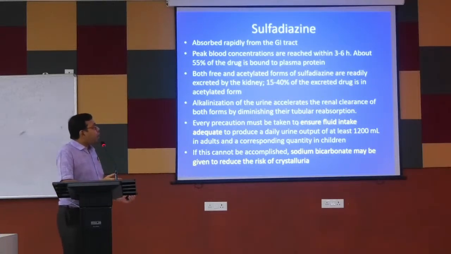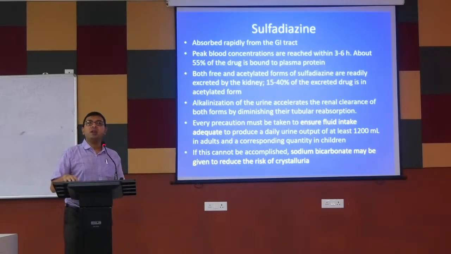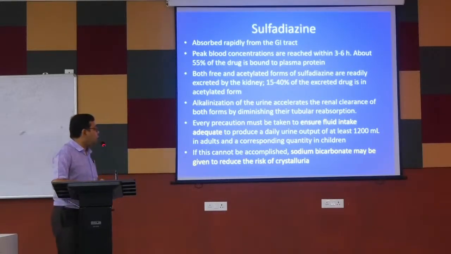So every precaution must be taken to ensure fluid intake adequate to produce a daily urinary output of approximately 1200 ml in adults and a corresponding quantity in children. So both in adults and children, it is advised to take more water, and if there is any problem in urination, we have to give an alkalinizing agent. If this cannot be accomplished, that is, if there is a problem, an alkalinizing agent like sodium bicarbonate may be given to reduce the risk of crystalluria.